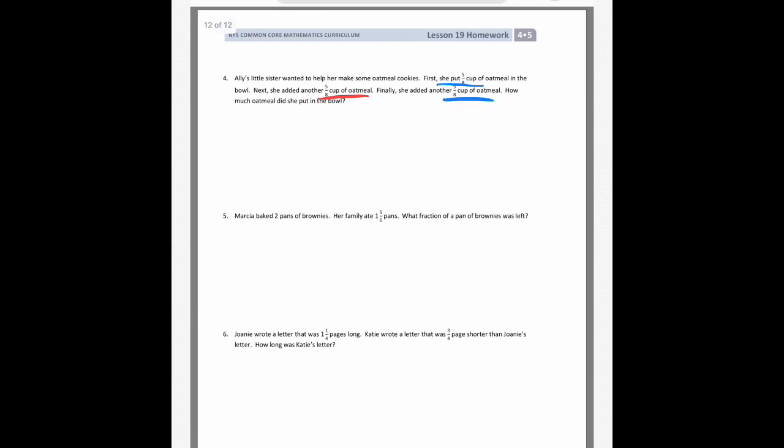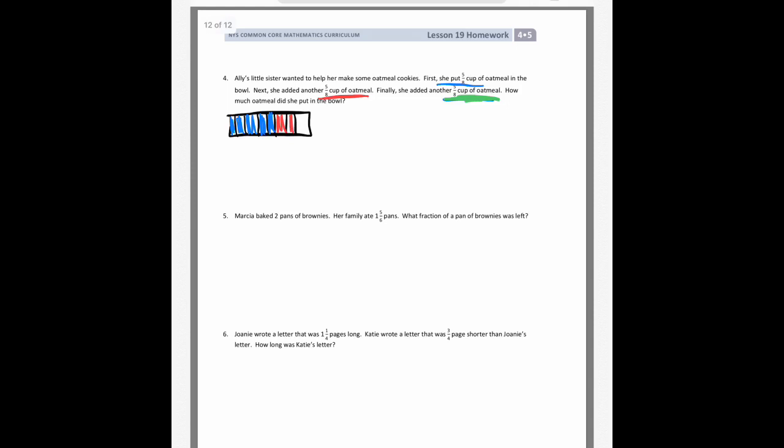Well, I need a different color. Let's make that one green. Okay, so I'm going to draw a rectangle, and that's going to represent 1 cup. And I'm going to split it into eighths because we're talking about eighths here. And I'm going to represent each time she added some oatmeal. So the first time is in blue. She added 5/8, 3, 4, 5. The second time she also added 5/8. I'm going to represent that in red.